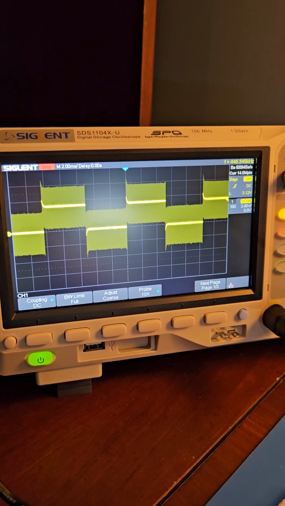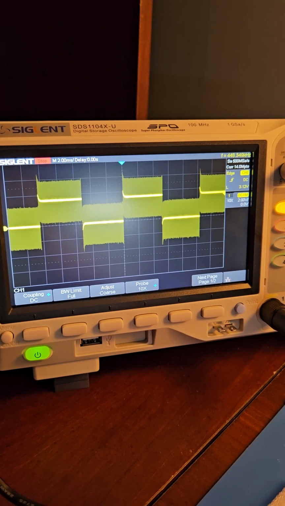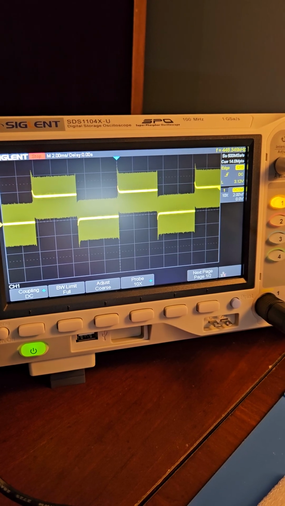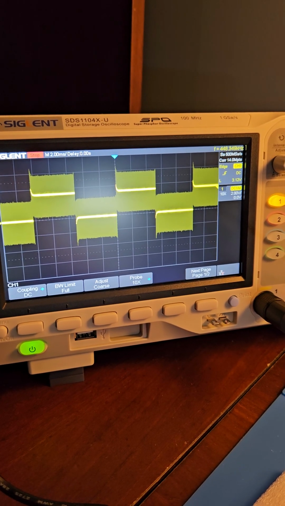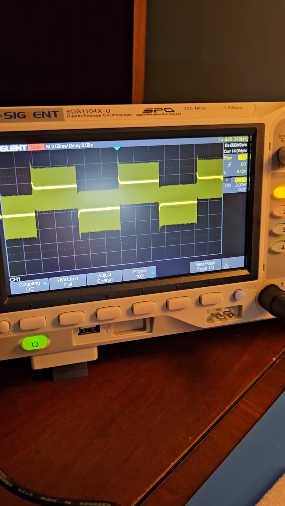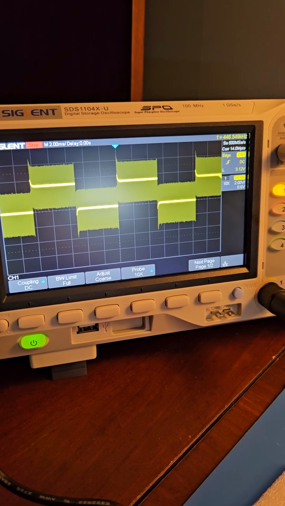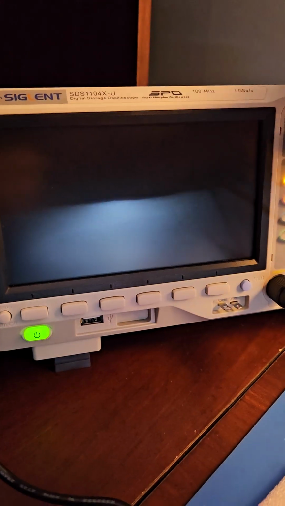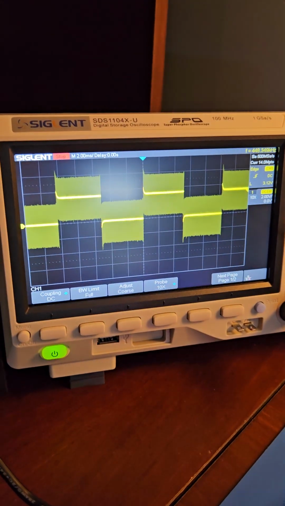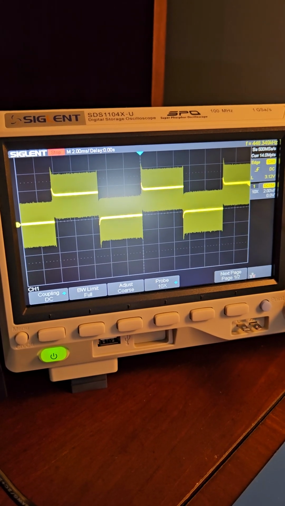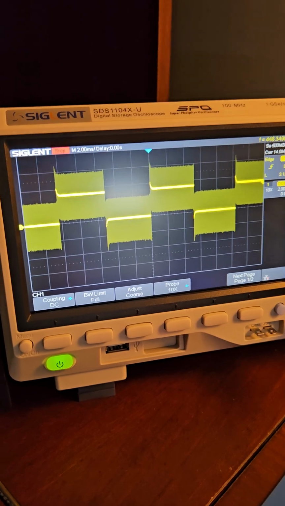Here is the calculation. Period equals 2 milliseconds per division multiplied by 5 divisions, which would give us 10 milliseconds or 0.01 seconds. Frequency is 1 divided by the period, so 1 over 0.01 gives around 100 Hertz.